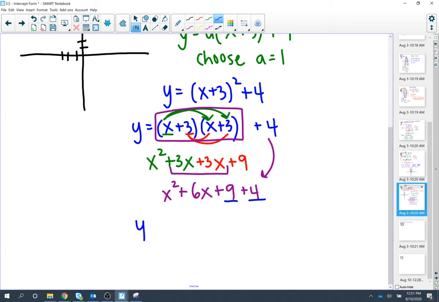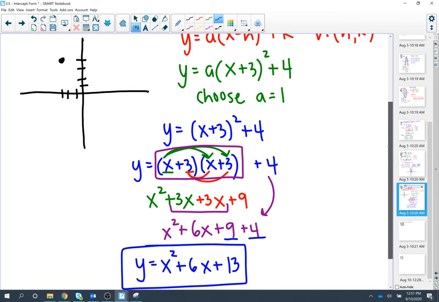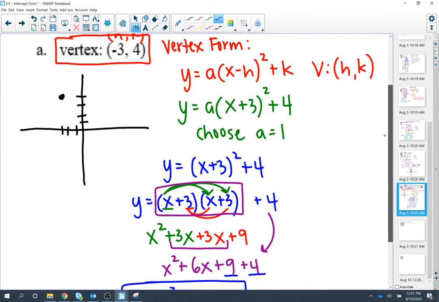So we're going to have y equals x squared plus 6x plus 9, 10, 11, 13. And that is your quadratic function in standard form that has a vertex of, what do we say, -3, 4.